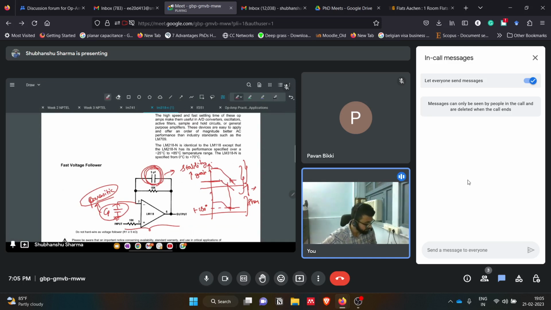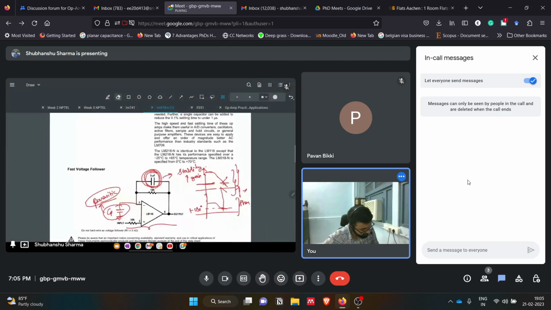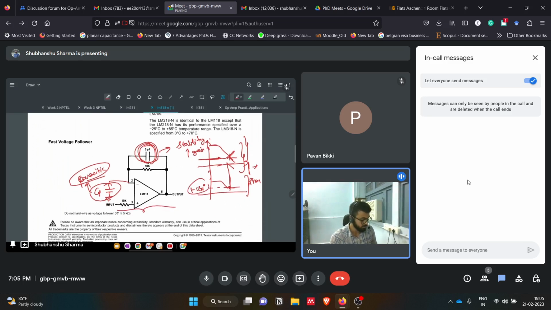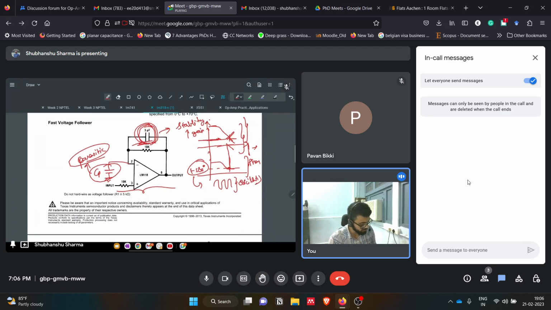Here the closed loop phase for the circuit becomes 180 degrees, and you know what happens at 180 degrees: the output will start oscillating. So it becomes unstable. That's why they use this feedback capacitor, to avoid this instability.